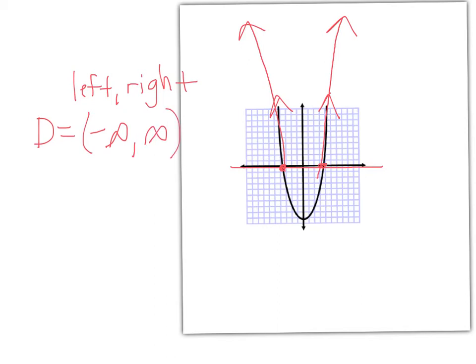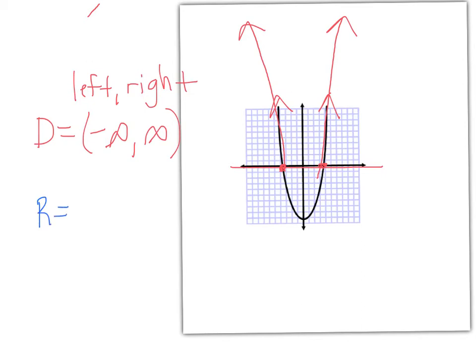In the last graph, it actually stopped and started at these intercepts. In this graph, if you're looking at how far left to how far right, this graph will go on and on forever in the left direction, and it'll go on and on forever in the right-hand direction. And so that's why it's -infinity to +infinity.